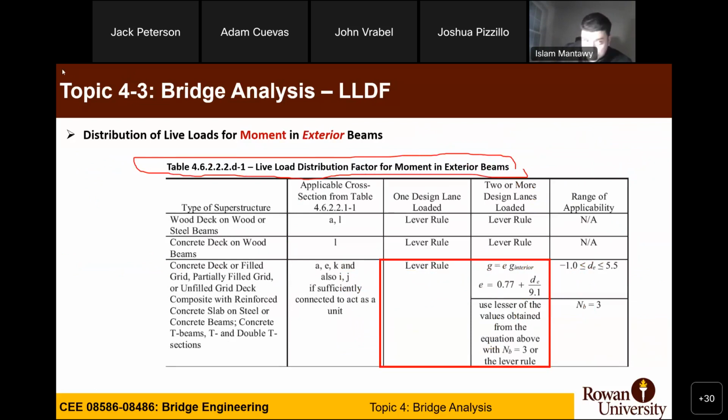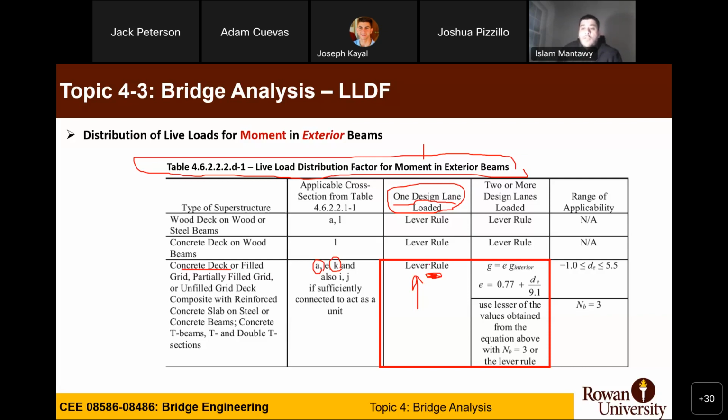Joe? Yep, I'm here. So this one is moment and exterior girder, right? Okay. And we have section A or K, right? And you are using concrete bridge deck, correct? Yep. It says for one design lane loaded, use what? Lever rule for all. Yeah. So what we did already before, right? We need to use it here for one lane. Okay, so even the table here is calling for lever rule, correct?